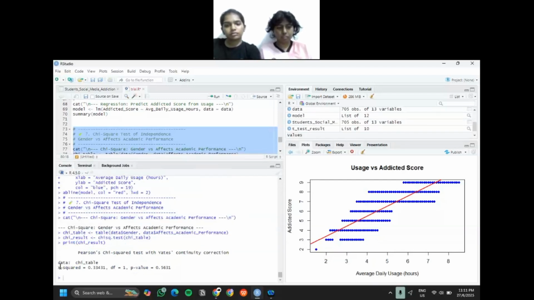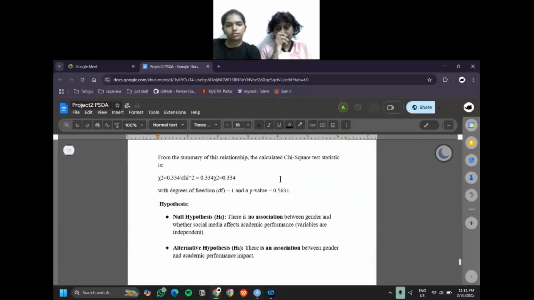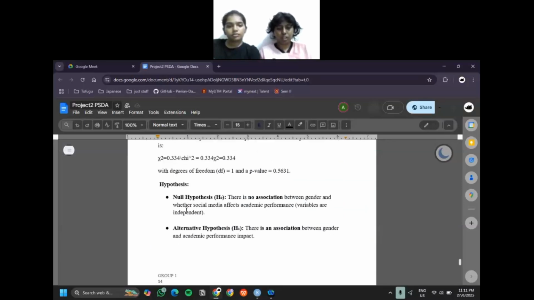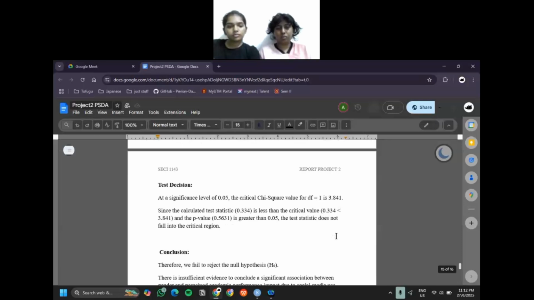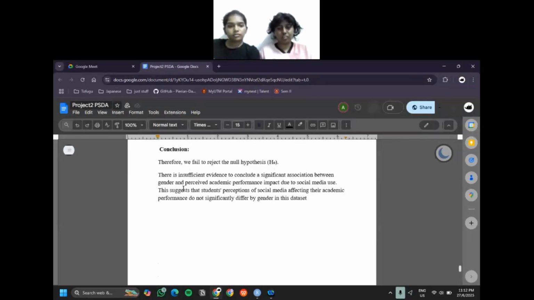You can see the values that we got here. From the summary of the relationship, the calculated chi-square test statistic is shown, with a p-value of 0.5631. The hypothesis is that there is an association between gender and academic performance impact. So the conclusion is that we fail to reject the null hypothesis, because there's insufficient evidence to conclude a significant association between gender and the perceived academic performance impact.